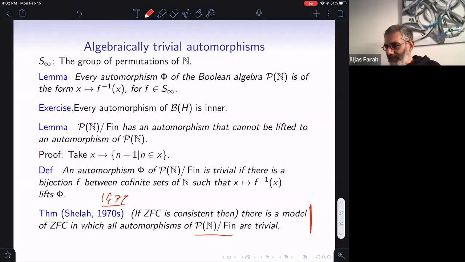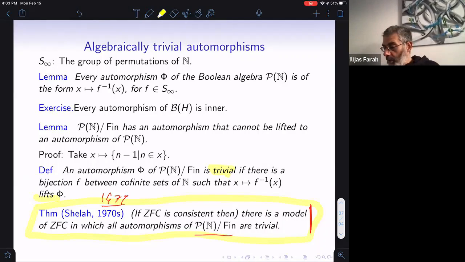All right, enough talking. So let's go back to this. So what do I want to do right now? Well, you see here we have this definition of trivial automorphism, and Shelah's theorem tells us that indeed this is the right definition.